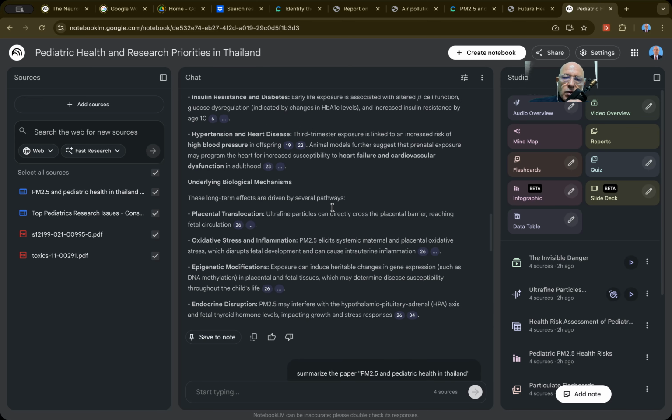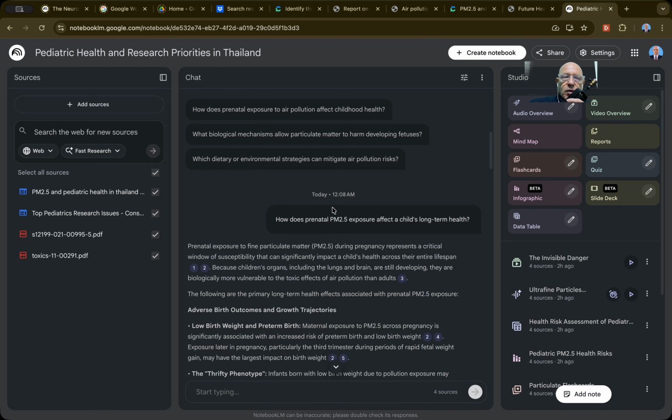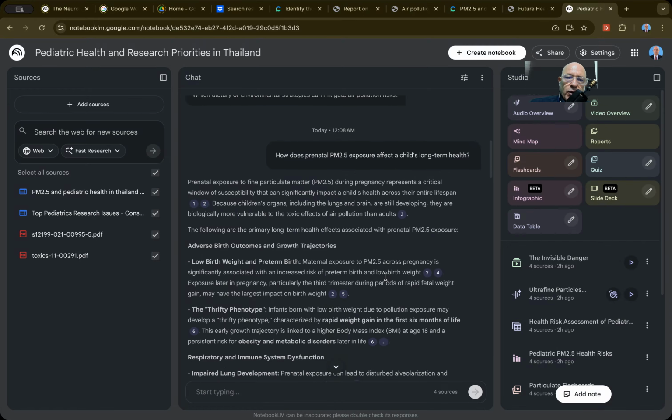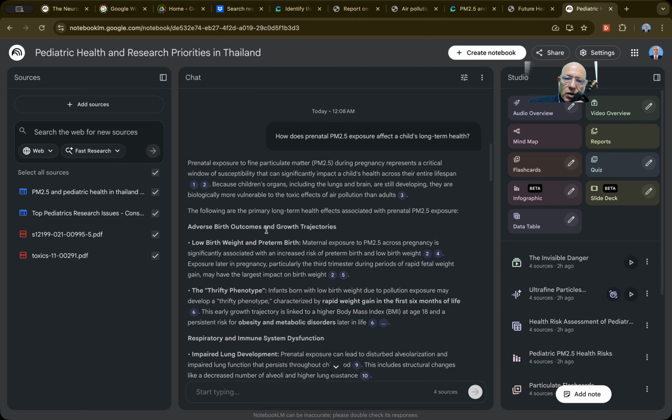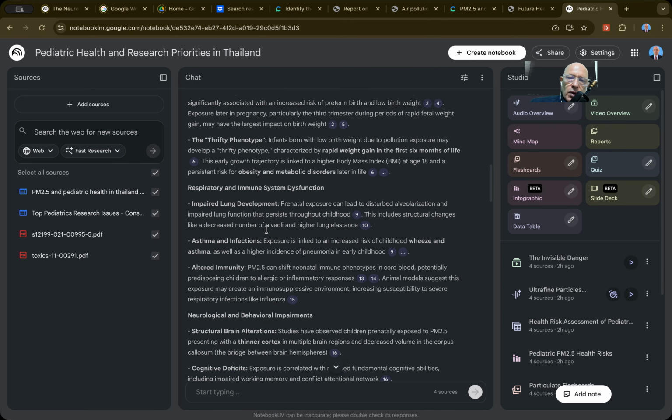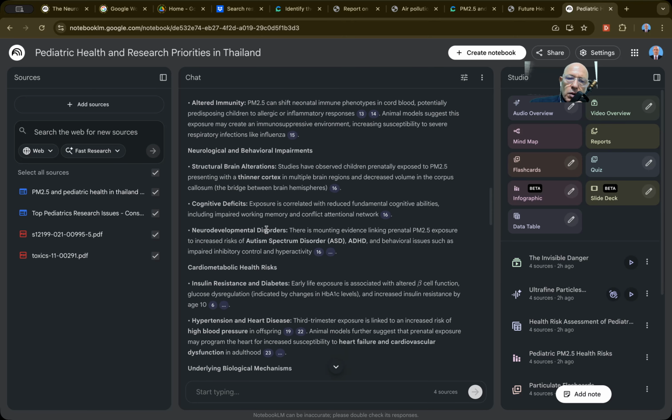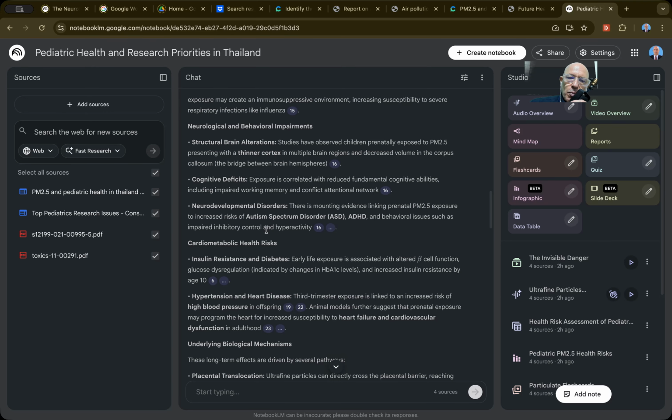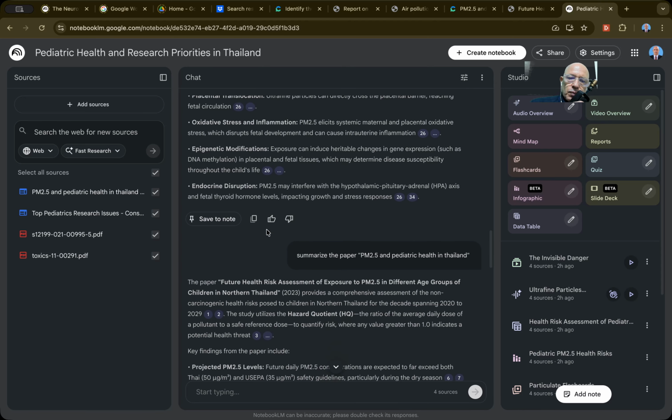And then I just went through some of these questions here, just clicking on them. How does prenatal PM 2.5 exposure affect a child's long-term health? It's really pretty amazing. It's found sources and info, science, facts related to this, all from research, cardiometabolic health risks, etc., etc.